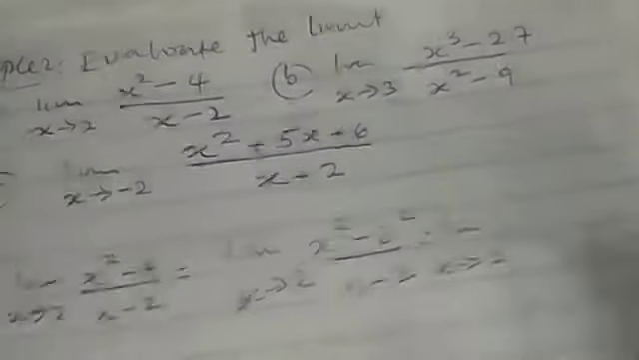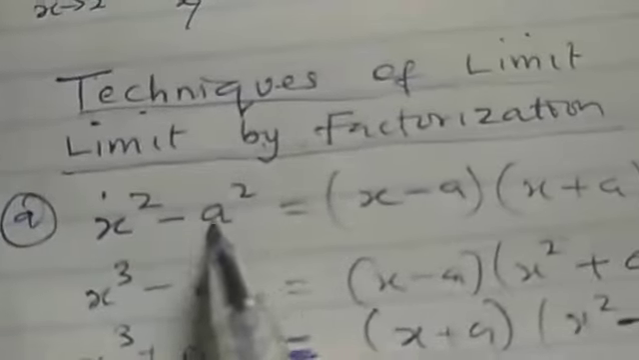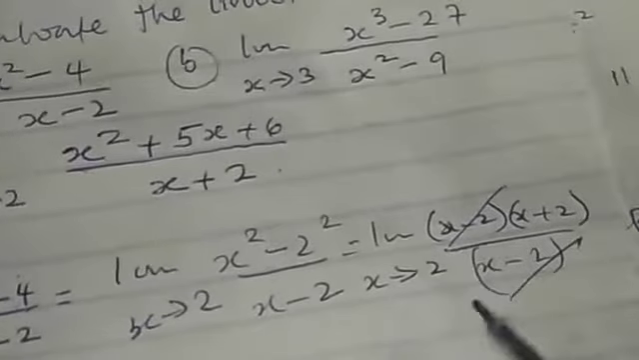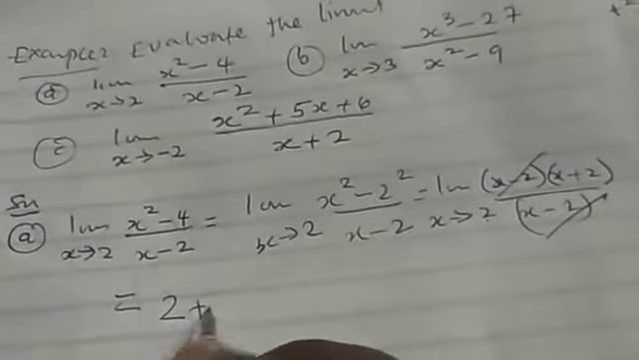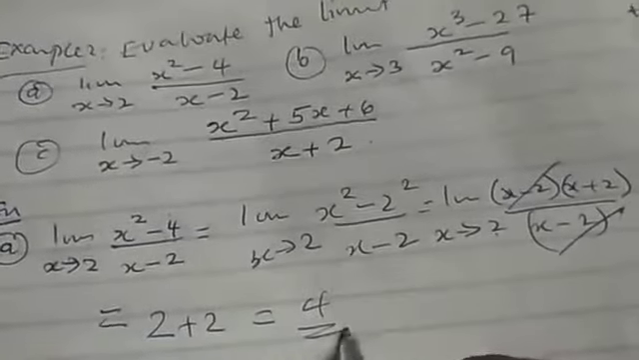So when we apply the formula in this place, can you see, our a is 2, so it will now be s minus 2 into s plus 2, over s minus 2. This will cancel this. Finally, I can now substitute s to be 2. Our answer there will be 2 plus 2, which is 4.